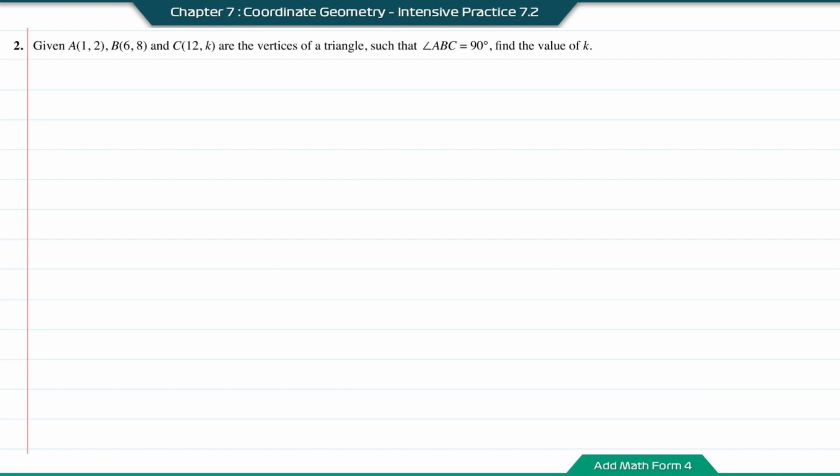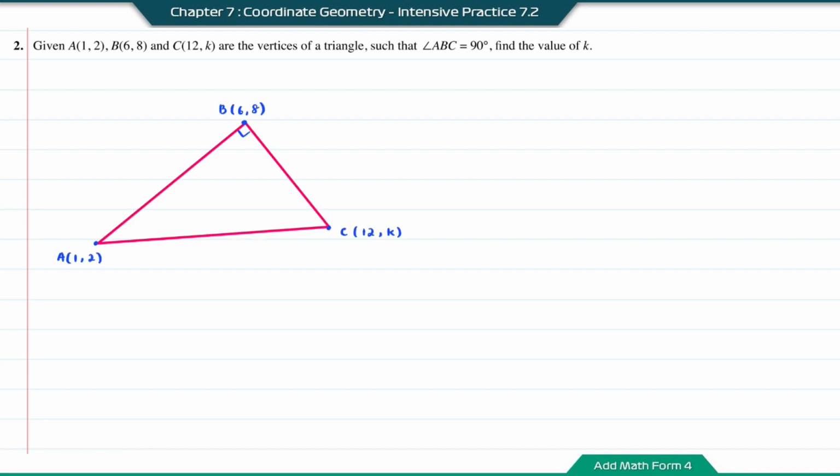Question number 2. Given A(1, 2), B(6, 8), and C(12, k) are the vertices of a triangle such that angle ABC is equal to 90 degrees. Find the value of k. So probably the triangle ABC will look like this. First we're going to find the gradient of AB. So the gradient AB will be 8 minus 2 divided by 6 minus 1. So this is equal to 6 over 5.